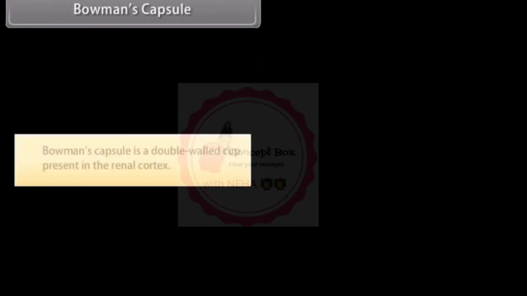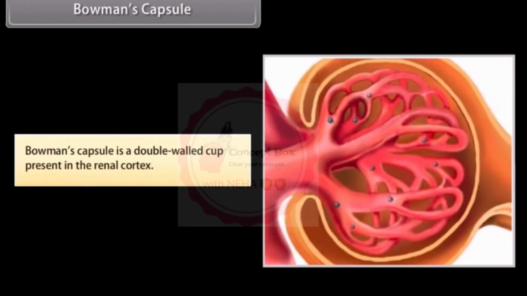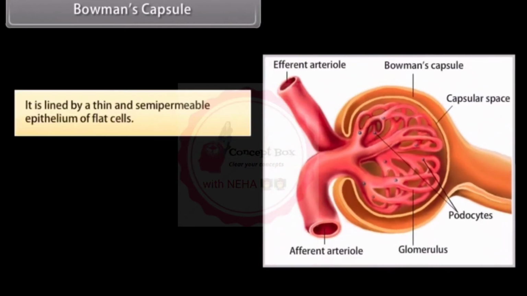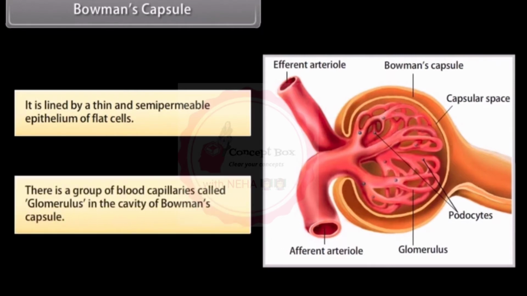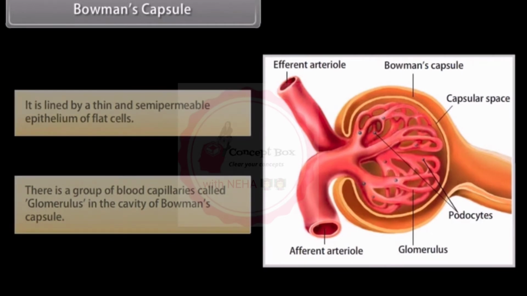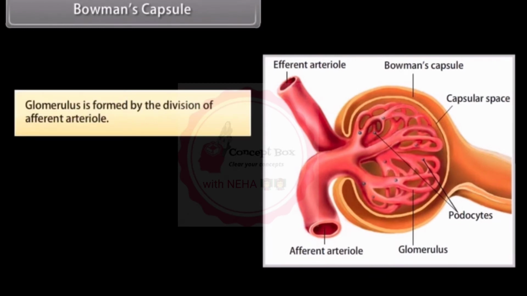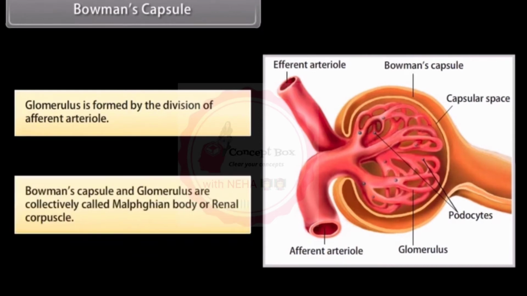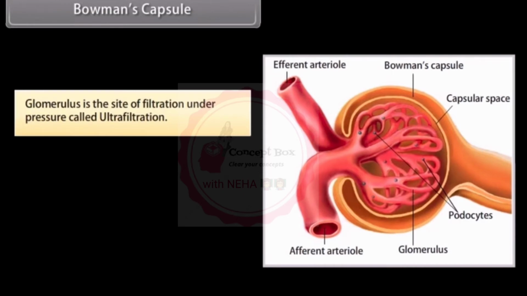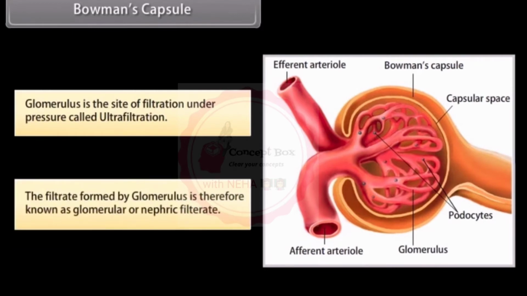Bowman's capsule. Bowman's capsule is a double-walled cup present in the renal cortex. It is lined by a thin and semi-permeable epithelium of flat cells. There is a group of blood capillaries called the glomerulus in the cavity of Bowman's capsule. Glomerulus is formed by the division of the afferent arteriole. Bowman's capsule and glomerulus are collectively called the Malpighian body or renal corpuscle. Glomerulus is the site of filtration under pressure called ultrafiltration. The filtrate formed by the glomerulus is therefore known as glomerular or nephric filtrate.